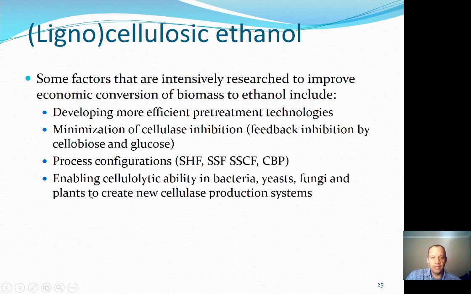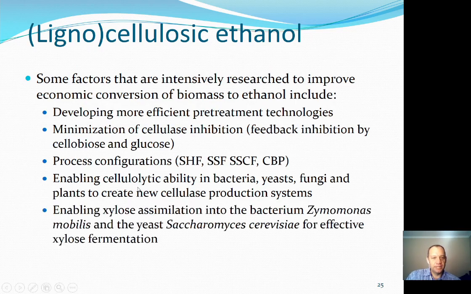We could also enable cellulolytic ability in bacteria, yeast, and fungi, and in plants to create entirely new cellulase production systems. And this might be either to reduce the cost of actual production of these cellulase enzymes, or for what I've mentioned, that consolidated bioprocessing, this direct microbial conversion of the substrate to a product of interest.